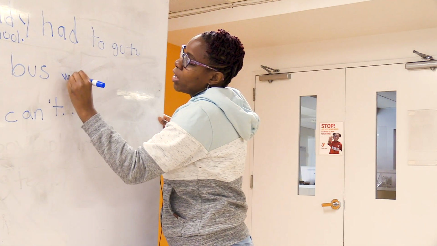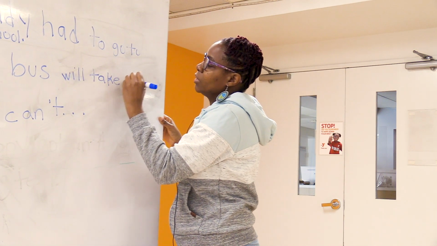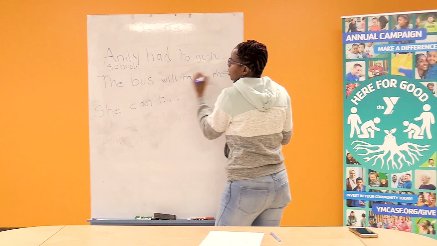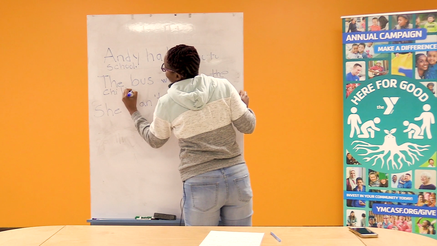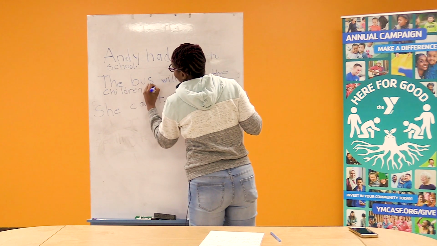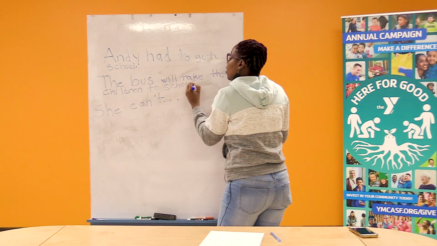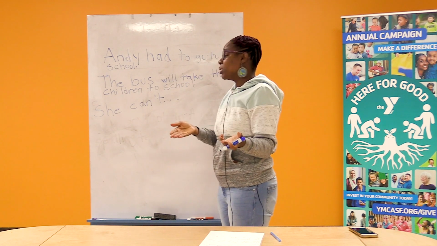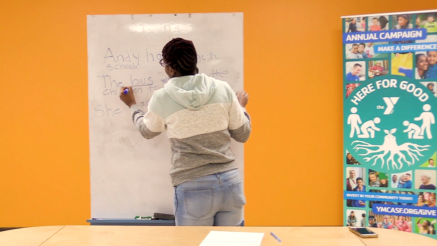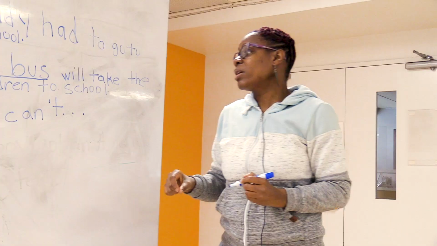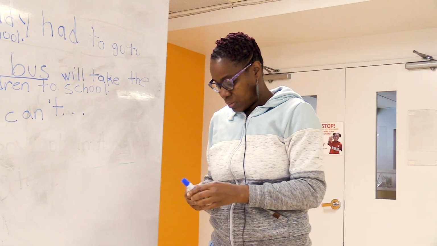Let's try that. Will take the children to school. Now I've got a complete sentence and a complete thought. I have my subject matter, which is the bus. And then I have my predicate matter, will take the children to school.